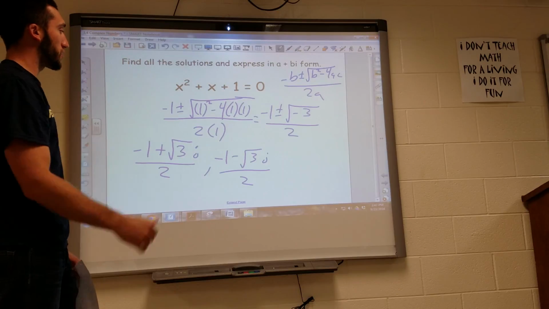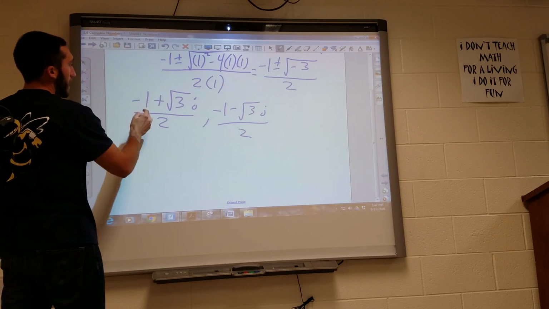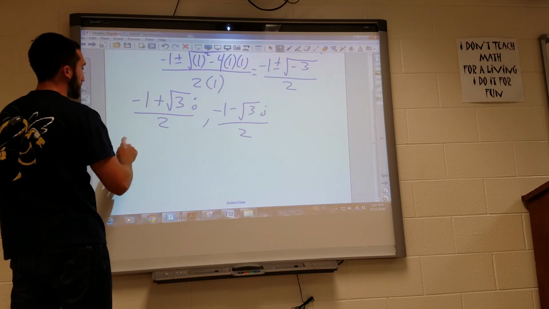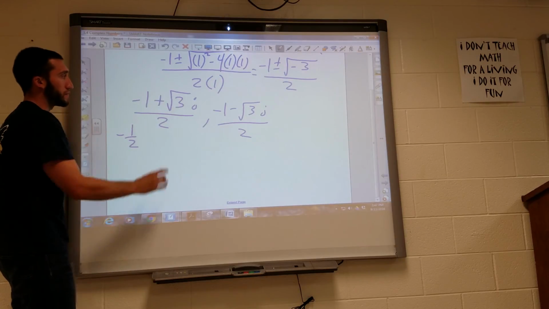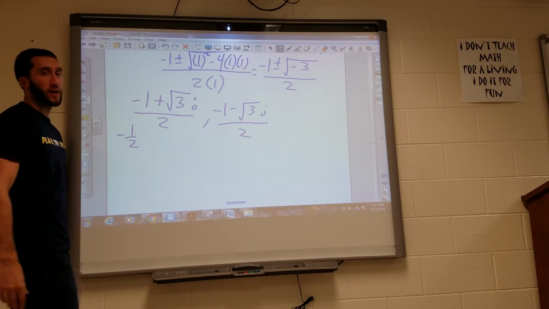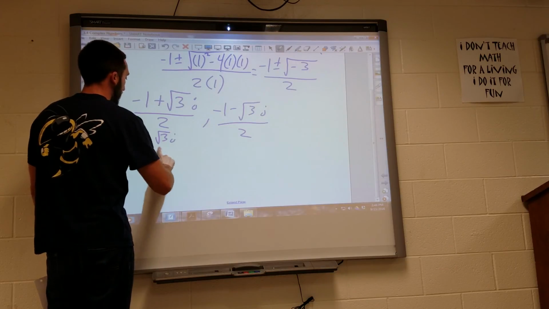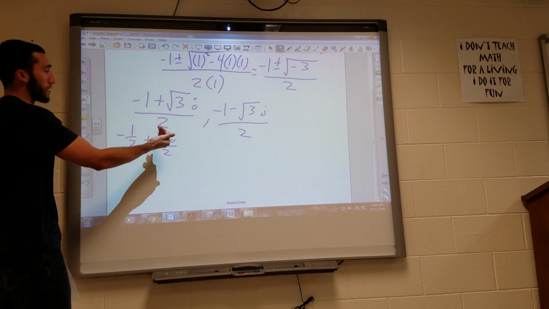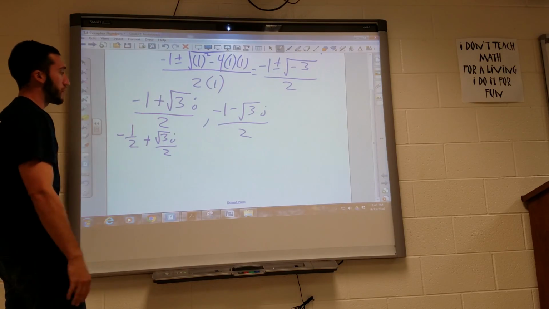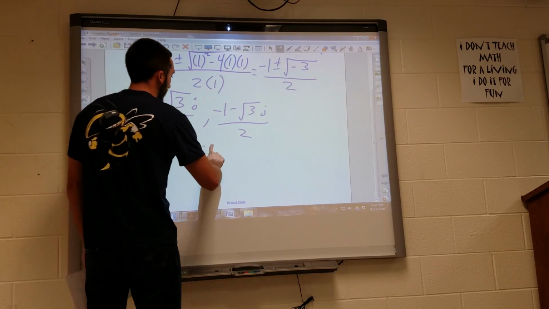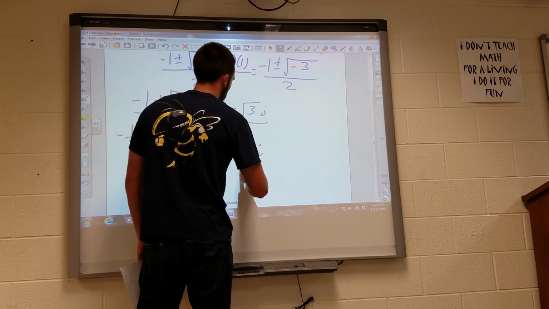Then they want it in a plus bi form, so I'm going to simplify it even further. I'm going to break this up into two fractions where I have negative 1/2. Right, I'm allowed to do that. I just took negative 1 divided by 2, radical 3i divided by 2. So I get negative 1/2 plus radical 3i over 2. That is one of my terms in a plus bi form. And then the other term is negative 1 over 2 minus radical 3i over 2.